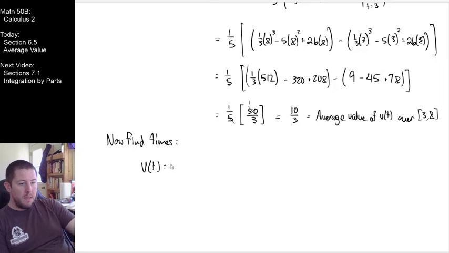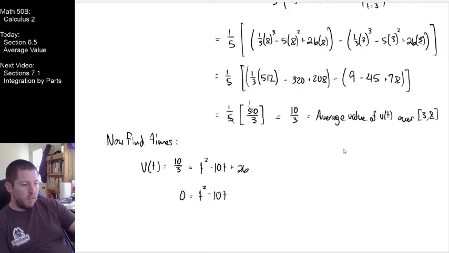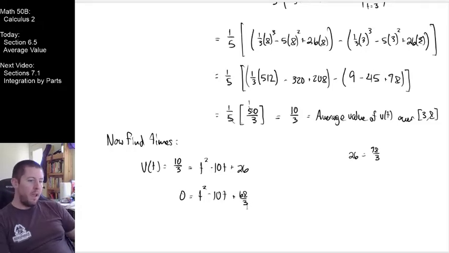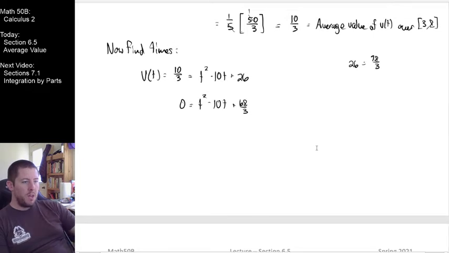So I'll set V of t equal to 10 thirds. And now I've just got a quadratic to solve here. I'm thinking real quick over here, 26 is what, 78 thirds? So 78 thirds minus 10 thirds is going to be 68 thirds. And I want to solve this quadratic here.